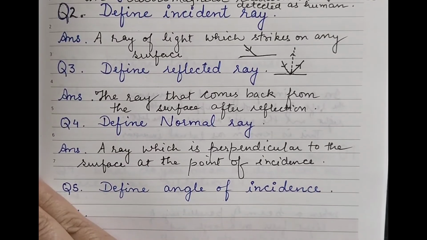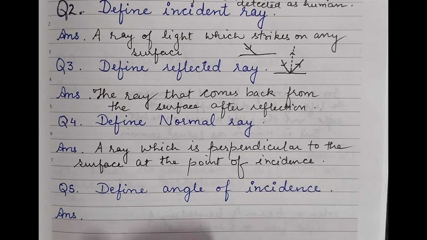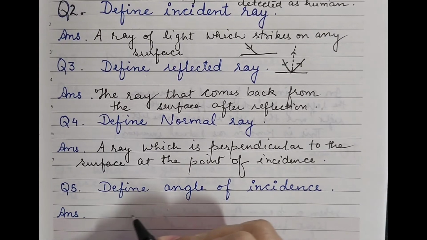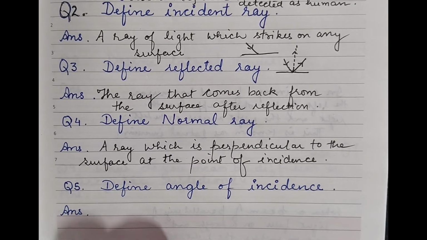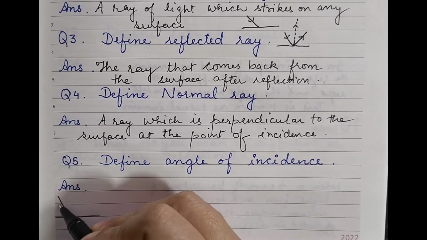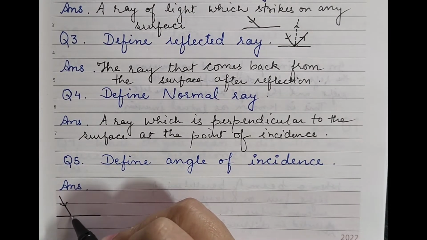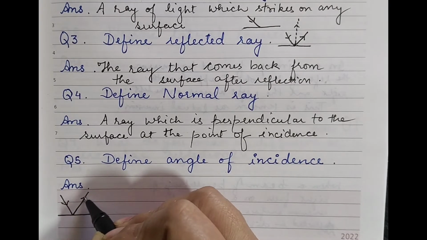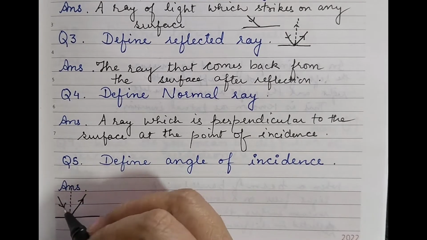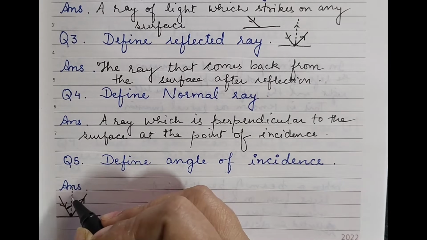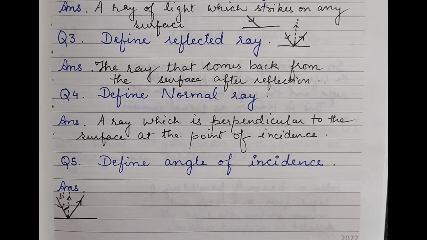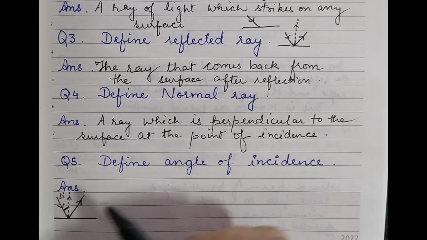Now next is, define angle of incidence. What is the angle of incidence? The angle between the normal and the incident ray. For example, this is a surface, this is your incident ray. When the incident ray falls on this surface, it reflects back. It forms an angle with the normal. When the incident ray forms an angle with the normal ray, this angle is known as the angle of incidence. So, the angle between normal ray and incident ray.